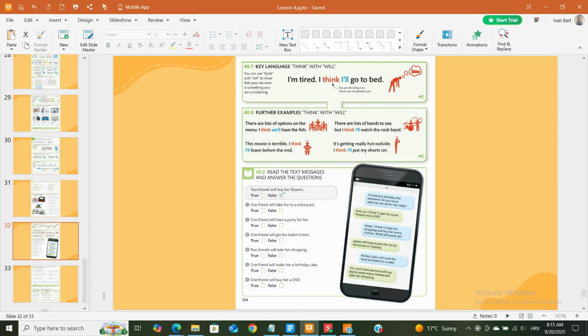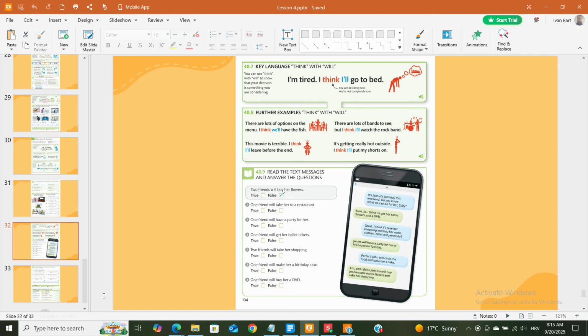40.8 Further examples: think with will. There are lots of options on the menu. I think we'll have the fish. This movie is terrible. I think I'll leave before the end. There are lots of bands to see, but I think I'll watch the rock band. It's getting really hot outside. I think I'll put my shorts on.